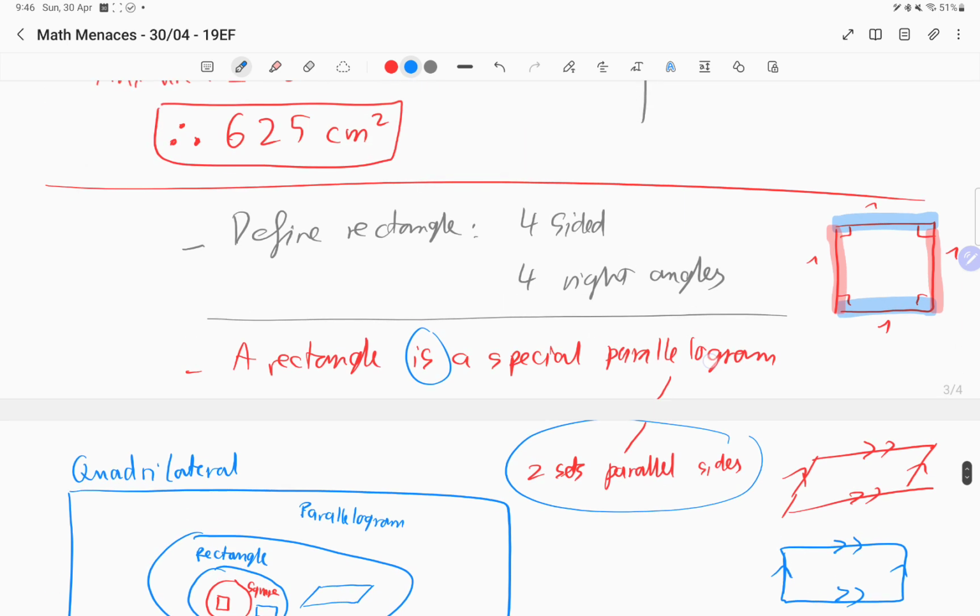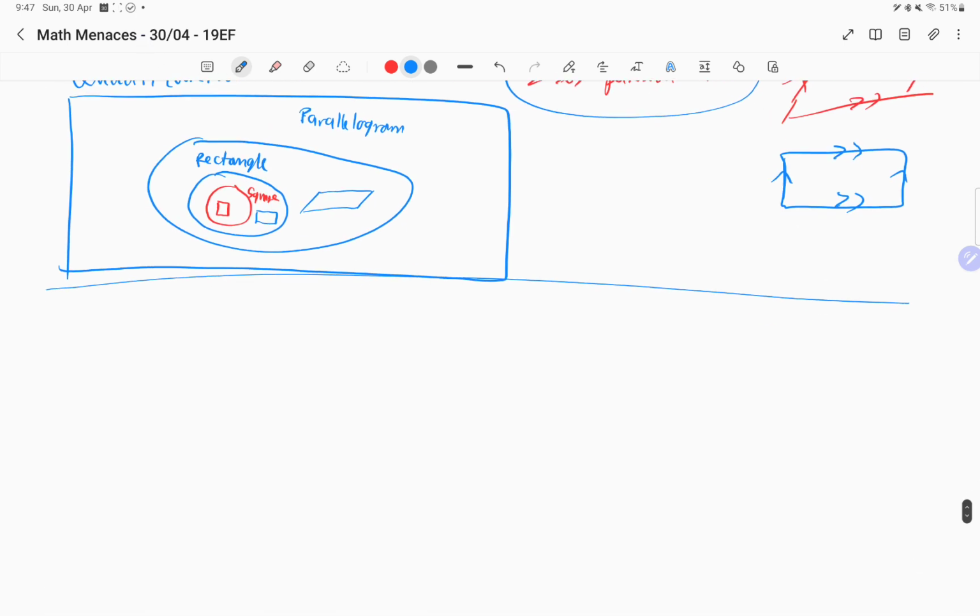And parallelogram is a definition that covers anything that has four sides and two sets of parallel lines. Anything that has two sets of parallel lines and four sides is a parallelogram, which includes the square and the rectangle. So everything's a parallelogram? No, not everything. A rhombus is not a parallelogram. The sides are not parallel. A kite shape is not a parallelogram, right?